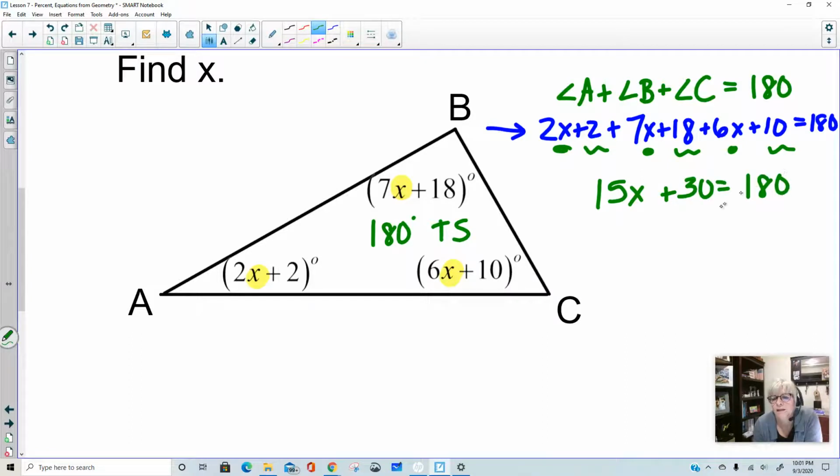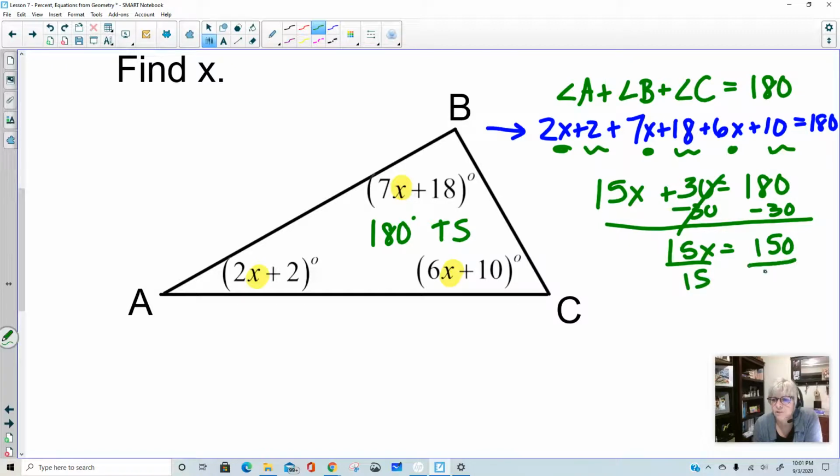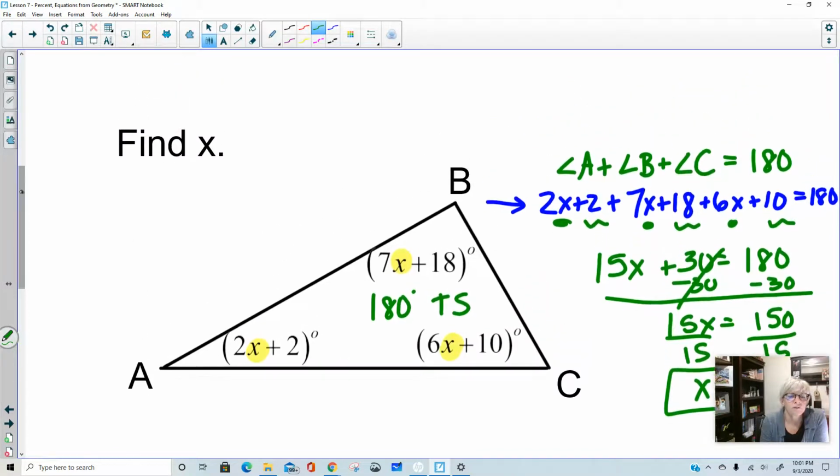In some cases, they'll ask you to find the measure of each angle, but they didn't in this case. What would we do if we were asked to find the measure of each angle? Trust you know what to do there. You would just simply substitute back in. Everywhere you see an x, put 10, and you could get the measure of each angle. You might want to do that just to make sure that they all add up to 180 degrees.